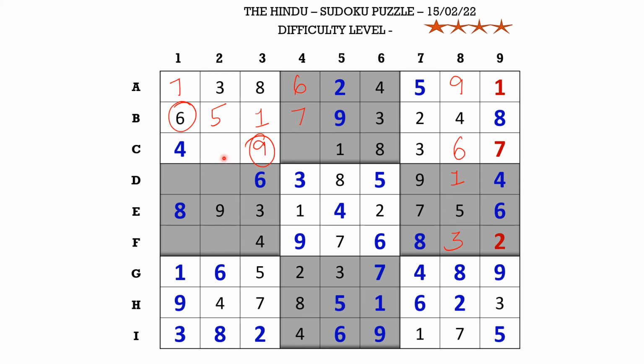In C row, the missing numbers are 2 and 5. There is a 5 here, so C2 takes 2 and C4 takes 5. In D row, the missing numbers are 2 and 7. There is a 2 here, so D2 takes 7 and D1 takes 2. In F row, the missing numbers are 1 and 5. There is a 1 here, so F1 takes 5 and F2 takes 1, and the puzzle is solved.